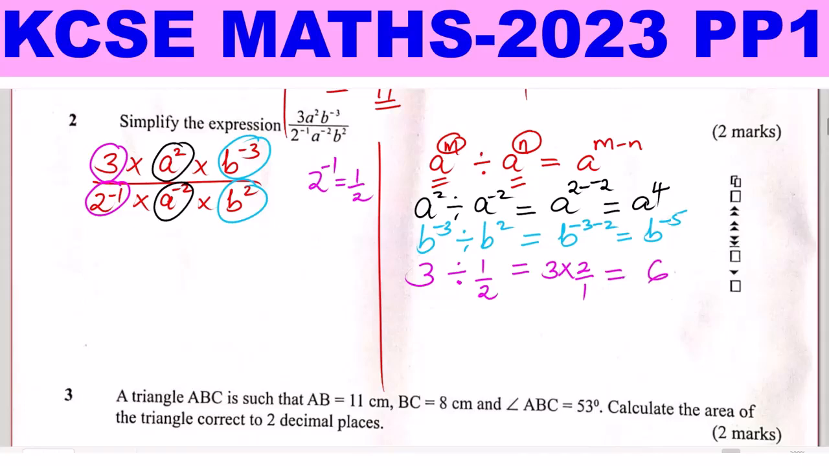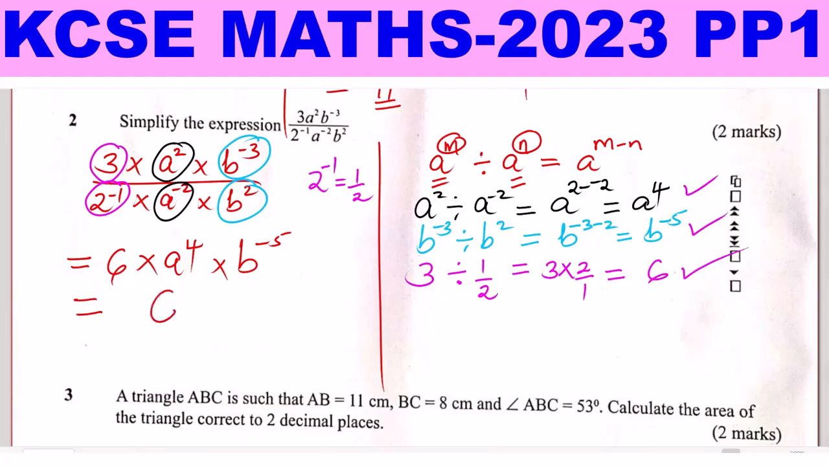Now for a, we have solved, you got that. For b, we solved, you got that. For 3 divided by 2 raised to power negative 1, we have that. So now let's go to the solution. For 3 divided by 2 raised to power negative 1, we got 6. We multiply. For a squared divided by a raised to power negative 2, we got a raised to power 4. And for b raised to power negative 3 divided by b squared, we got b raised to power negative 5. So therefore the solution will be 6a raised to power 4, b raised to power negative 5.